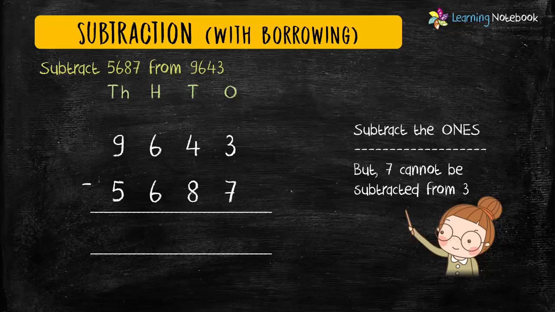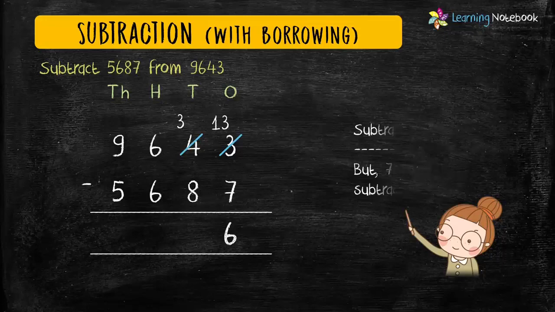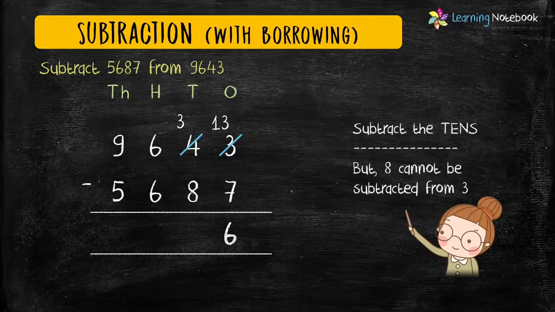Therefore, let's borrow from tens place. So 4 becomes 3 and 3 becomes 13. Now we can easily subtract 7 from 13 and we get 6. Now let's subtract the digits at tens place. But again 8 is bigger than 3. So it cannot be subtracted from 3. So we will borrow from hundreds place.